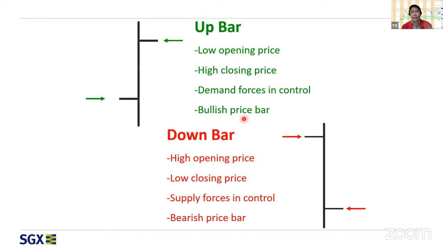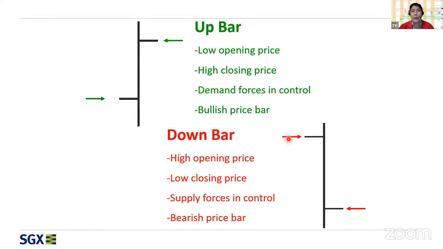The next thing is a terminology to explain the meaning of an up bar. In reference to the opening, if the market were to jump and close higher, so a low opening followed by a higher closing price, that has to be demand forces in control and is a bullish price bar. Now, this definition is quite easy to understand. You need to have demand forces, people willing to push up for the price to close higher. So this is called an up bar. Remember this term, up bar.